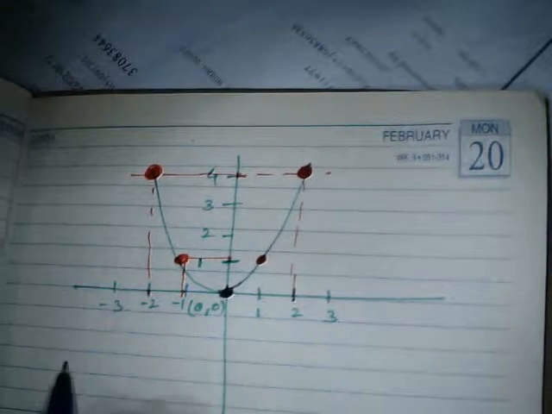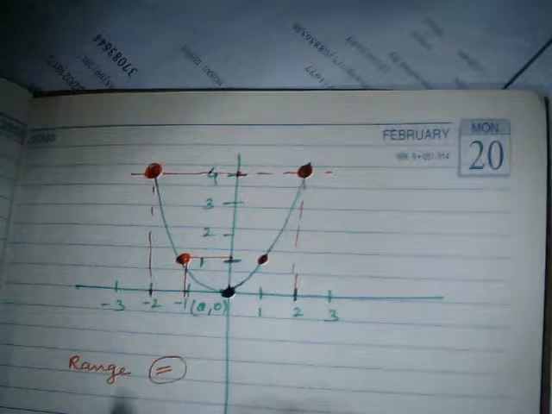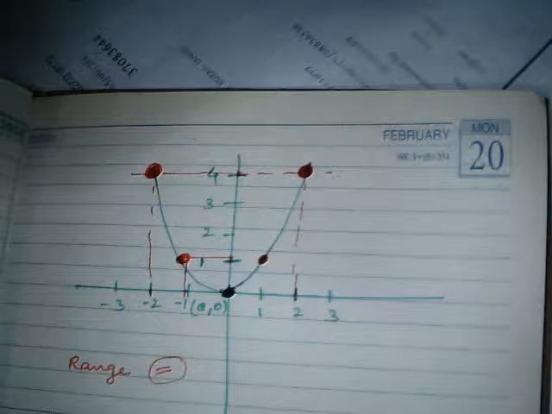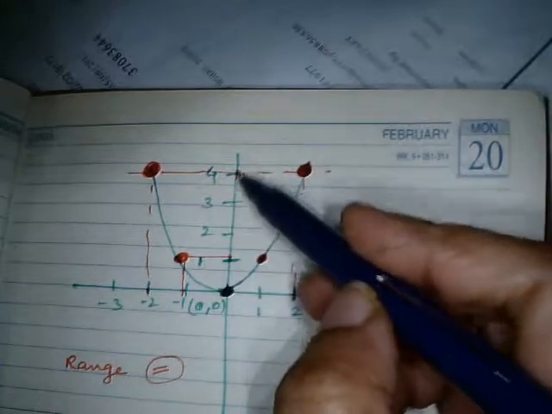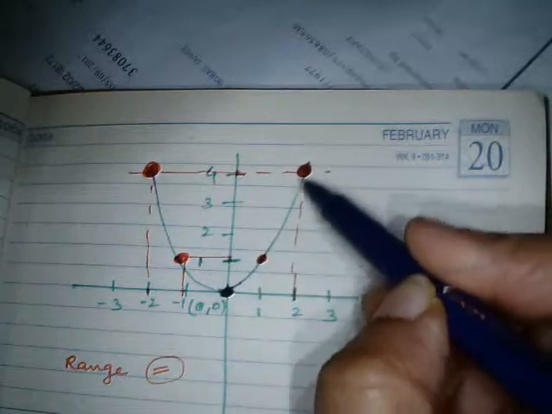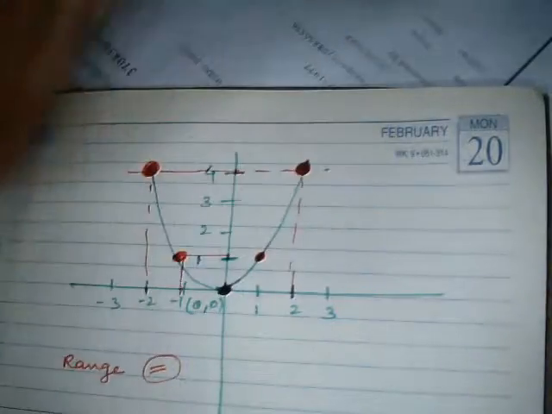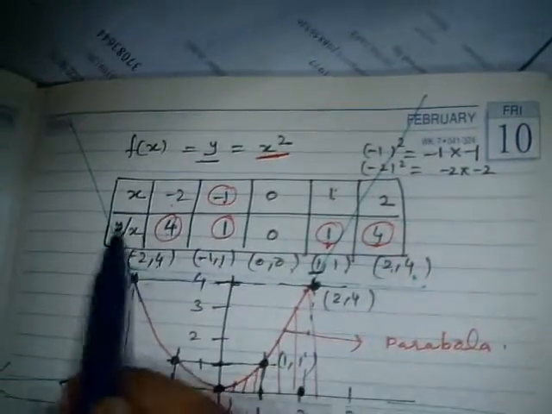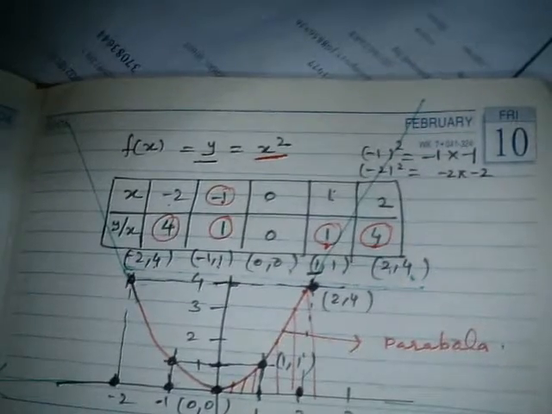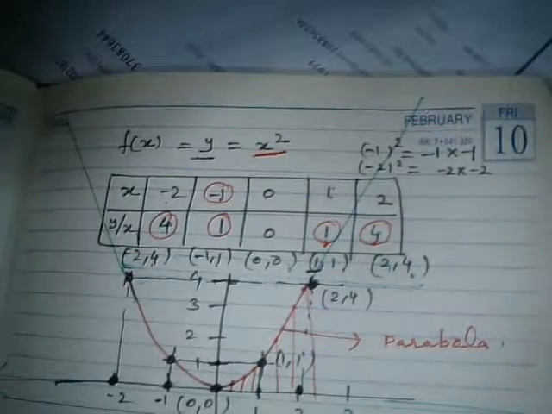Range is the value of y. Means we need to see where this graph is limited. This graph could be extended in the upward direction more, but we have calculated for these fixed values. Got it? So this is also a part of the graph. This is not the full graph. This is a part of the graph. And over here these are the solid lines. Over here the graph is being fixed.